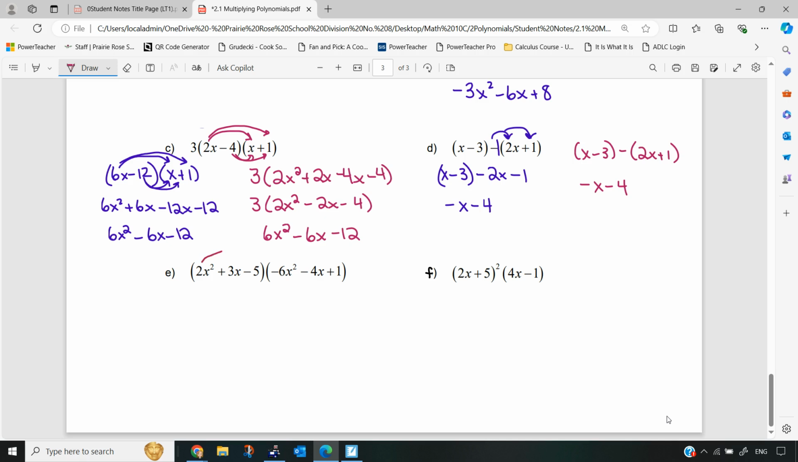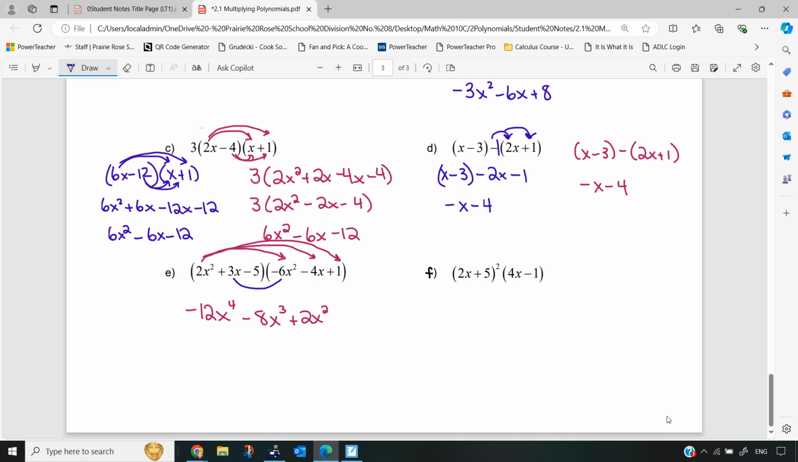We have 2x squared times negative 6x squared, which gives me negative 12x to the 4th. 2x squared times negative 4x is negative 8x cubed. And then 2x squared times 1 is positive 2x squared. As I distribute the second term, you're going to notice that I move to the second row. And again, I'm going to be lining up my like terms.